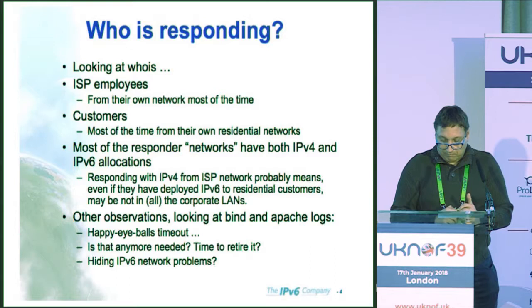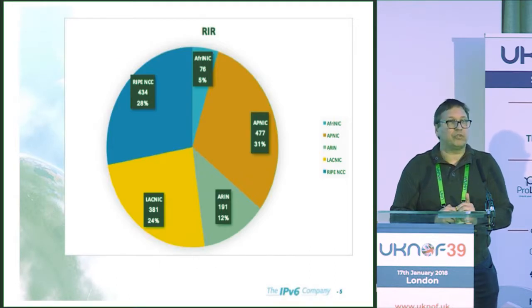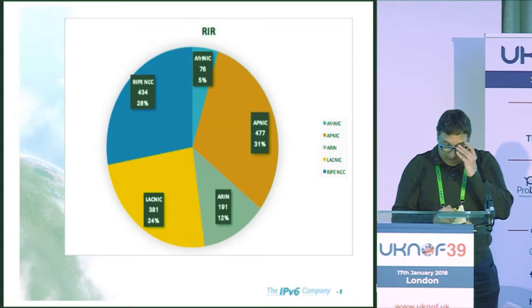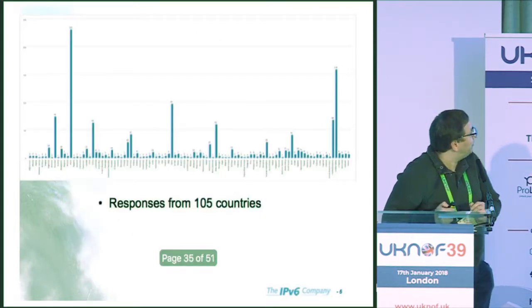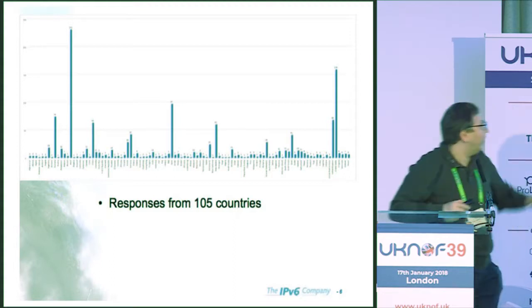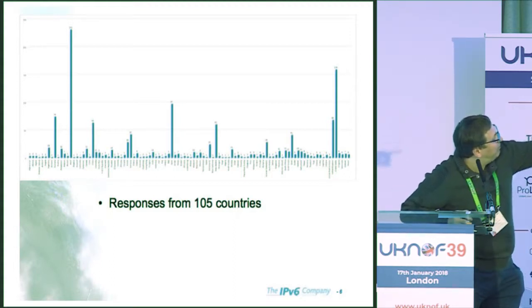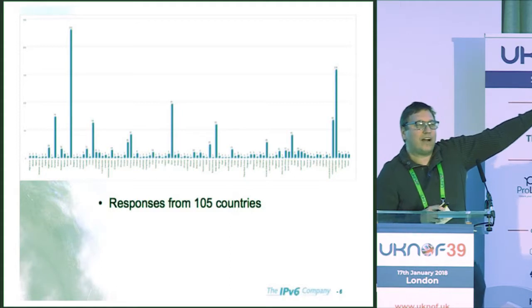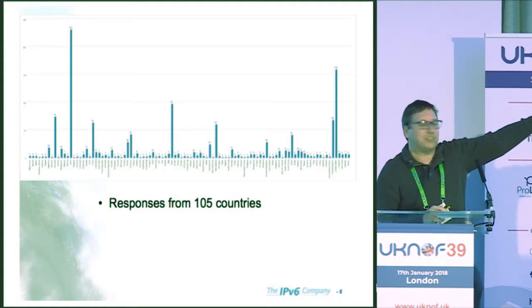So people from different regions are responding. Mainly, most of the responses come from the RIPE region, but also from APNIC, and a lot from LACNIC. I don't expect you can see this, but there is a pointer here. The last bar is the UK, with 159 responses.